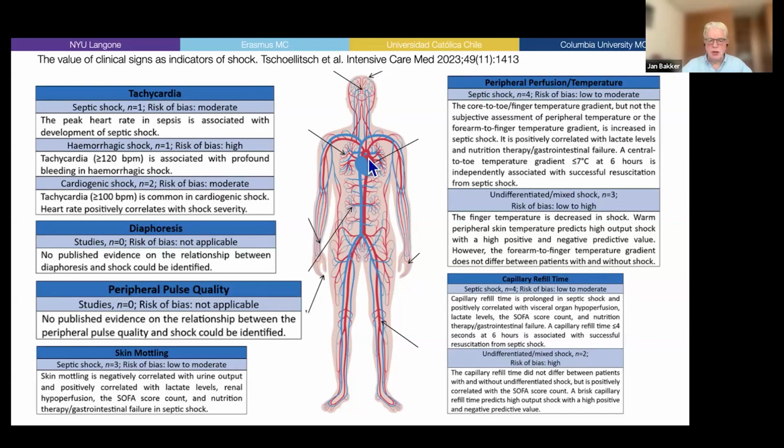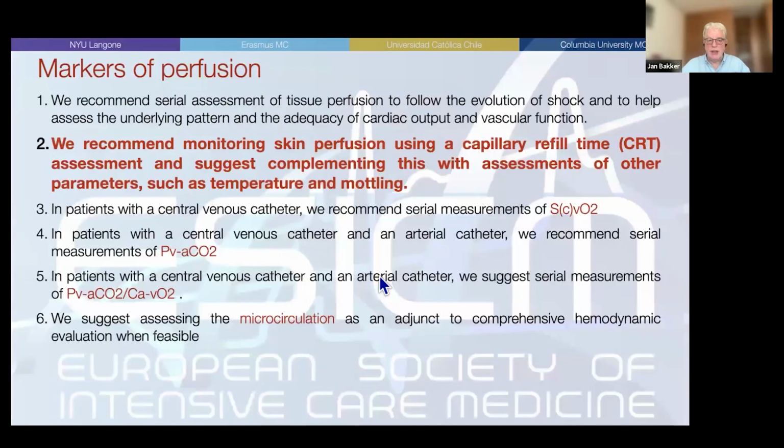Problem, of course, is that shock is defined by hypotension and tachycardia. So there is, of course, a problem with these. But nevertheless, with the current definition of shock that we use, tachycardia, hypotension, stuff like that, capillary refill time in the current literature available turns out to be basically the only one related to shock.